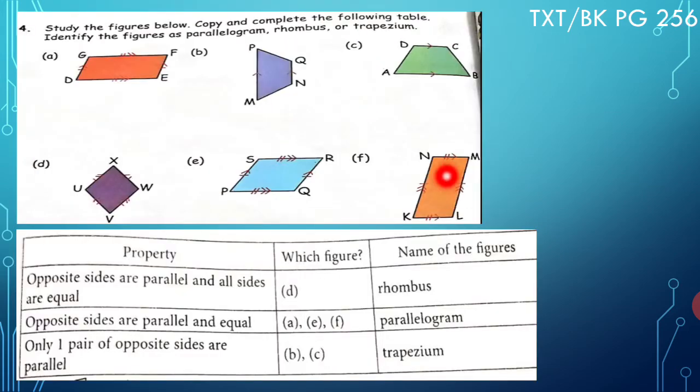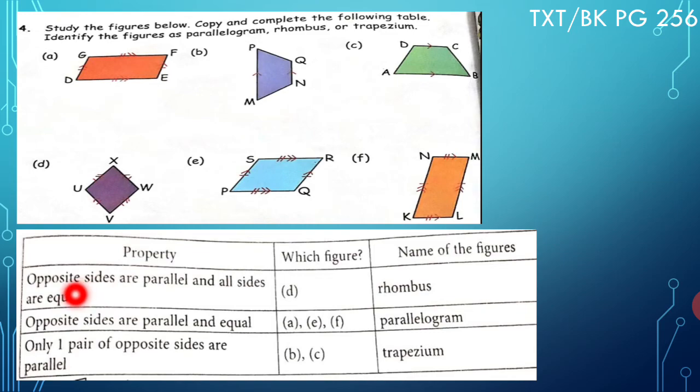Here is textbook page 256, students. Question number 4. Study the figure, copy and complete the following table. Identify the figure as a parallelogram, rhombus or trapezium. Here is the property, students. You have to figure out which figure will lie in this property. Opposite sides are parallel and all the sides are equal. Which figure will lie in this property? Yes, you are right. Rhombus will lie in this property. Which figure? D figure, and the name of the figure is rhombus.